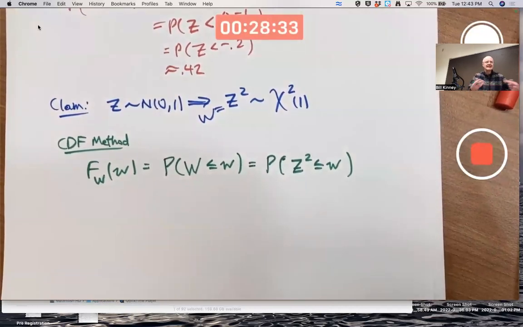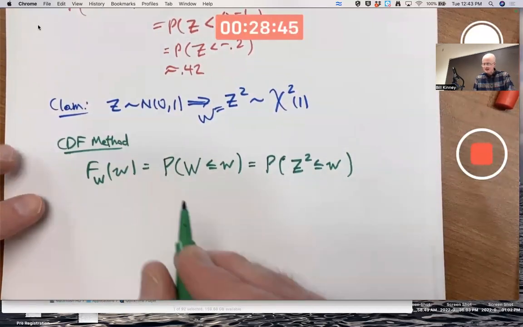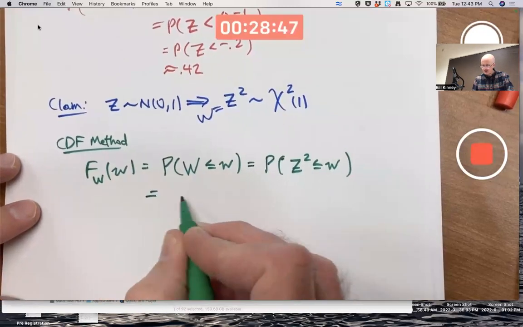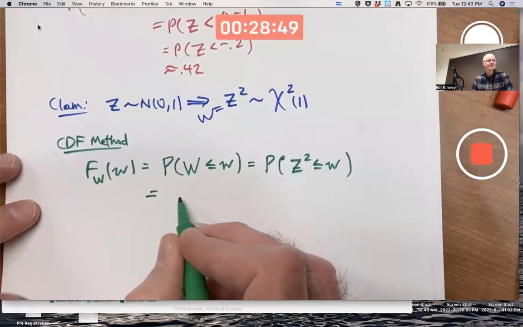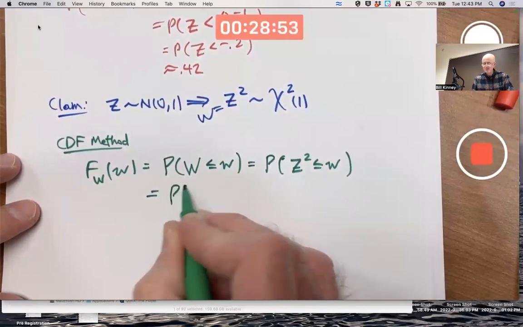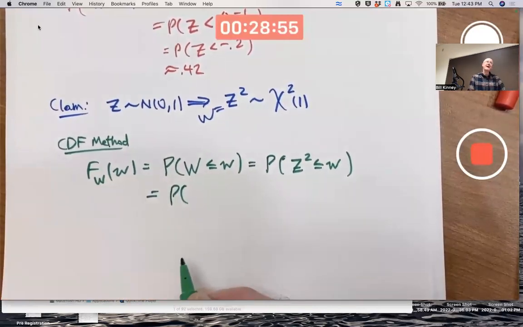Because we're trying to relate it to Z. I mean, we're assuming Z is standard normal, so we know how to compute probabilities for Z, theoretically at least. But it's a z squared. How do you get rid of that square? Take the square root. Yeah, but you've got to be really careful because z could be positive or negative.